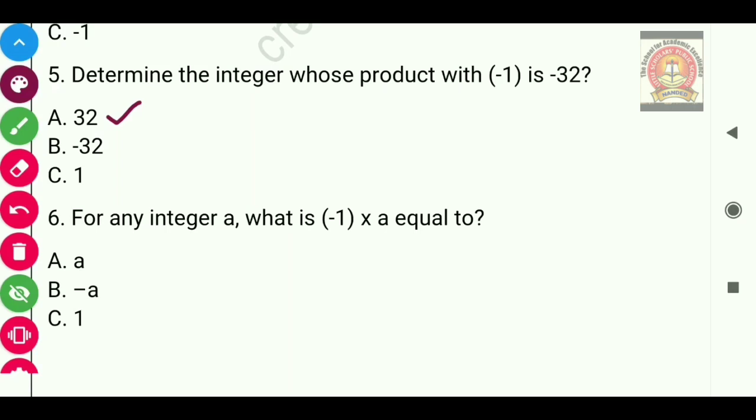Question number 6. For any integer a, what is minus 1 into a? And here you can see minus 1 is there. When you multiply minus 1 with any integer, the product is going to be the integer itself along with the sign of the number which you are multiplying. Here I am multiplying it with minus 1. So the answer I am going to get is minus a. One positive integer a with one negative integer minus 1. The product is minus of a.